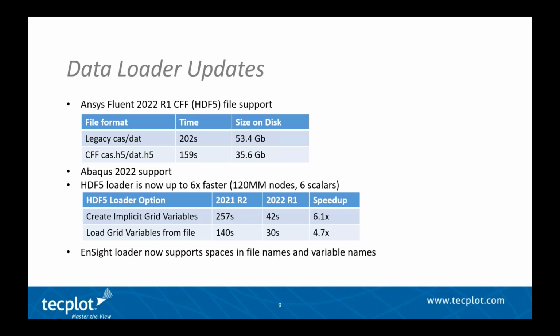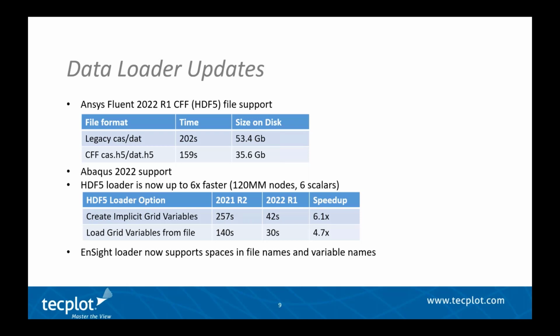Okay, data loader updates in this release. So probably the biggest one is ANSYS Fluent 2022 R1. With their release, they made some slight changes to the CFF file format. That's their HDF5 based file format, and we were not able to load those files into Tecplot 360. So we've partnered with ANSYS, and they've been very gracious in supplying us a library that we use for reading their files. We got an update to that library, and we are now able to read the CFF file format from ANSYS Fluent 2022 R1.